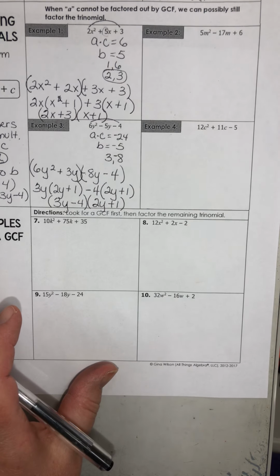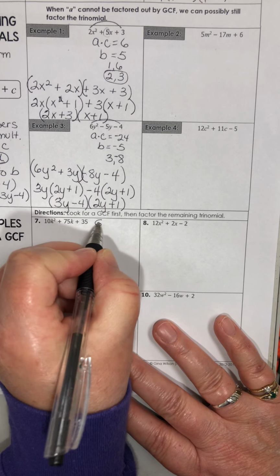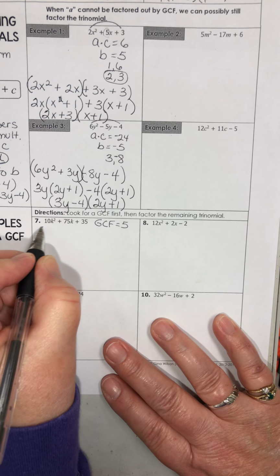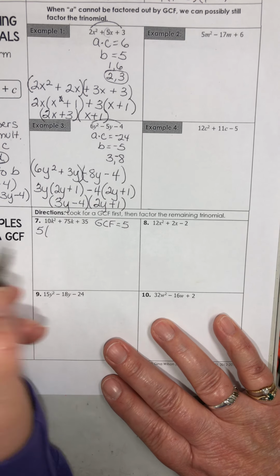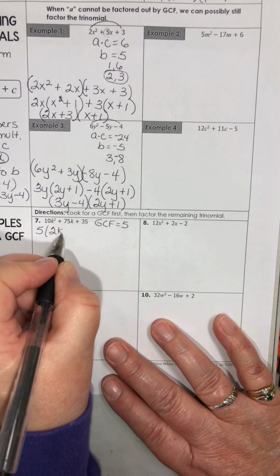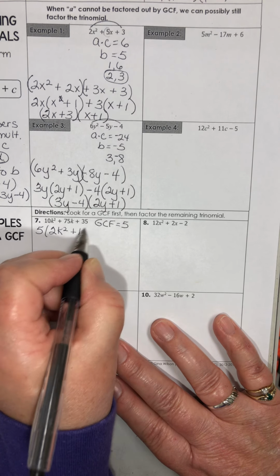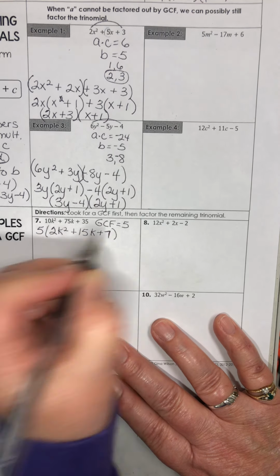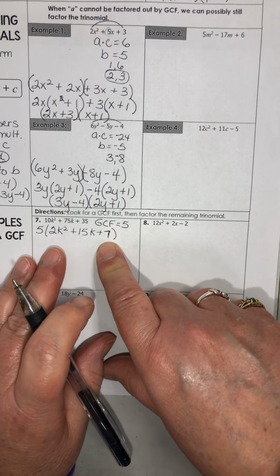Okay, so in the first one, we have a greatest common factor of 5, it looks like. And so we're going to divide 5 out. And remember that 5 is not going to go away. It's part of our original equation, so we'll save that till the end. So we divide out a 5, we have 2k squared plus 15k plus 7. So now this is our new trinomial that we are going to factor.